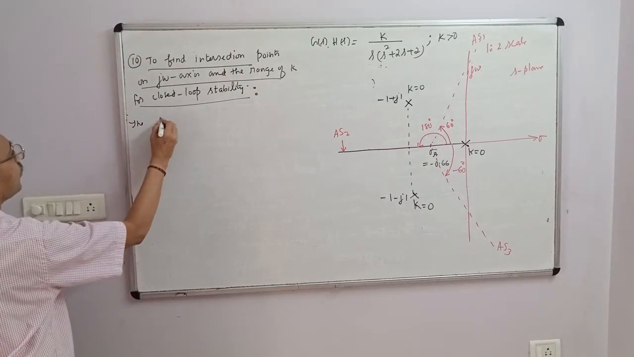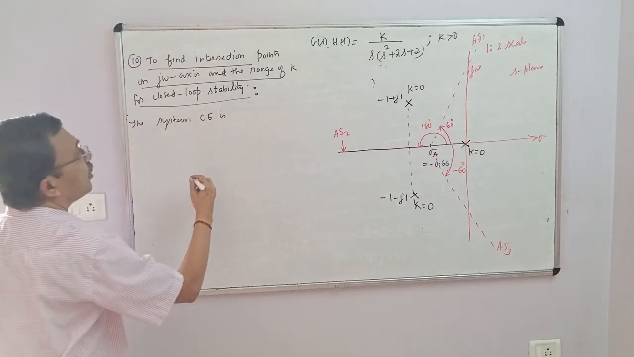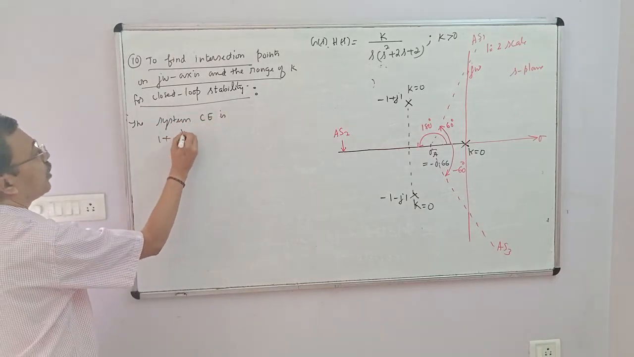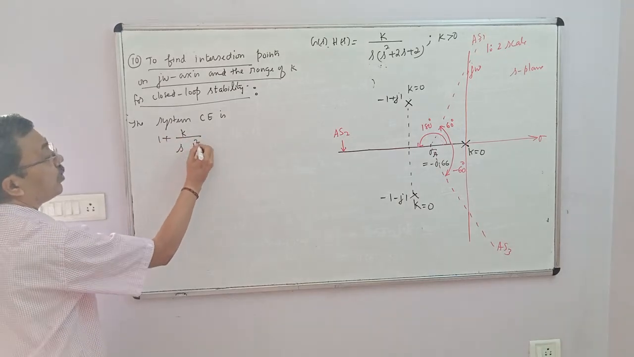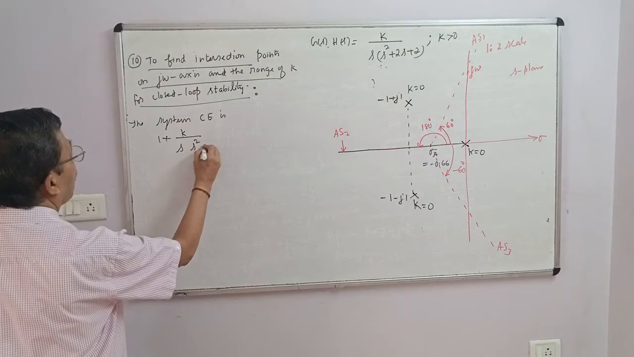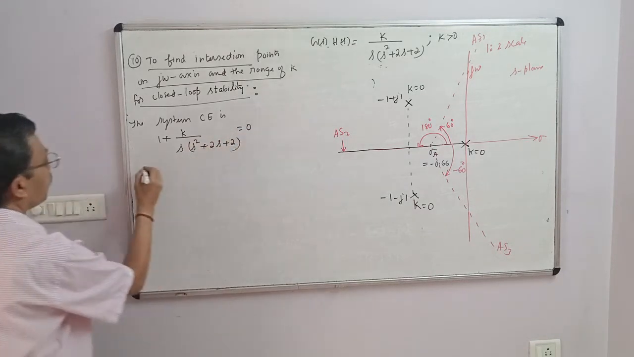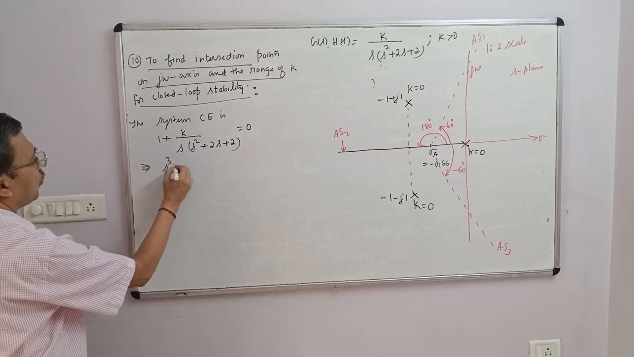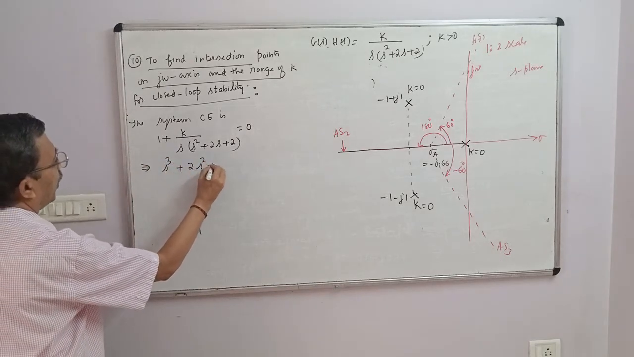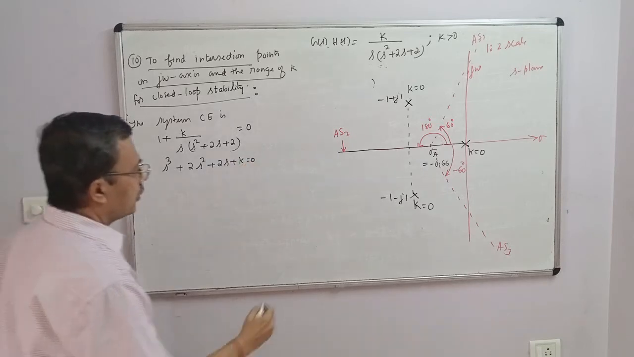The system characteristic equation is 1 plus k divided by s into s square plus 2s plus 2 equal to 0. This gives you s cube plus 2s square plus 2s plus k is equal to 0.